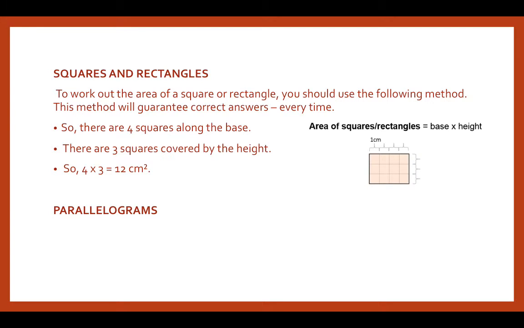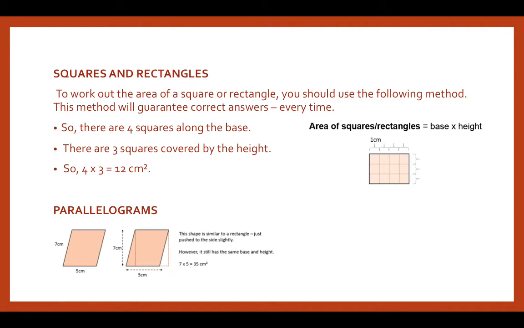So there we go. So here we have the formula that you should always use. So areas of squares and rectangles equals base times height. So for this one, we've got 4 squares along the base and there are 3 squares covered by the height. So 4 times 3 is 12.